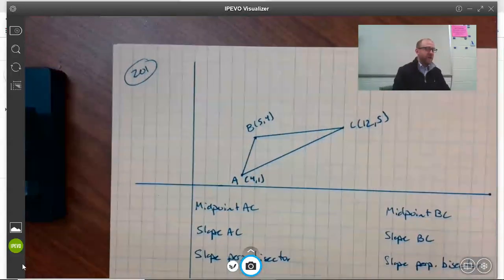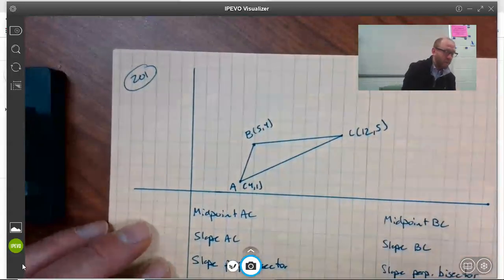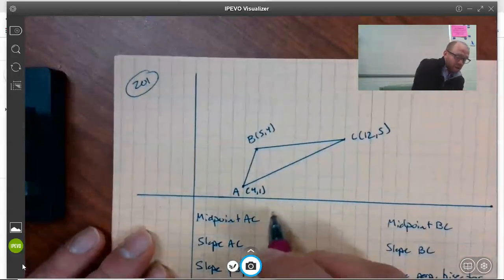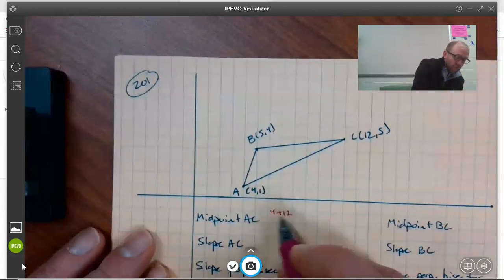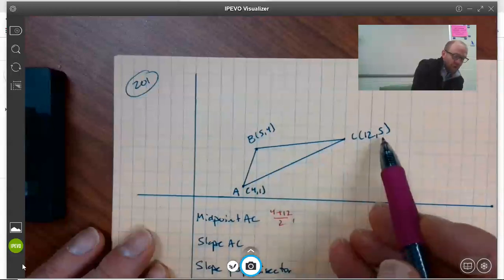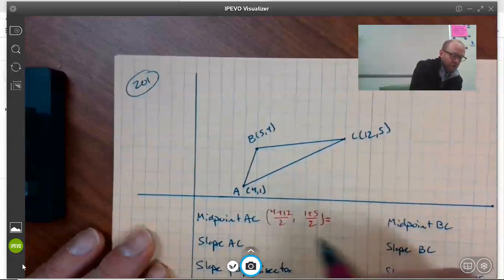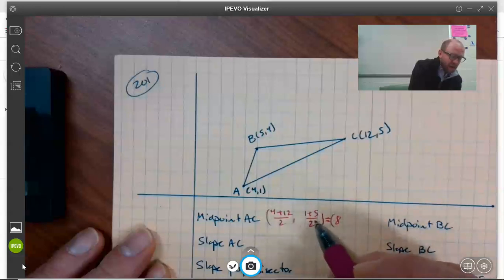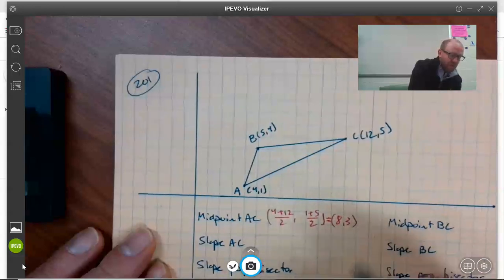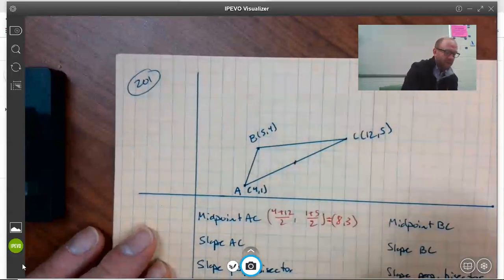So first we need to find the midpoint of AC, so the perpendicular bisector will pass through that point. And if you look here, we have 4 plus 12 over 2, and 1 plus 5 over 2. So that gives us, see, 4 and 12 is 16 over 2 is 8, and 1 plus 5 is 6 over 2, that is 3. So 4, 5, 6, 7, 8, and up 3, right there.